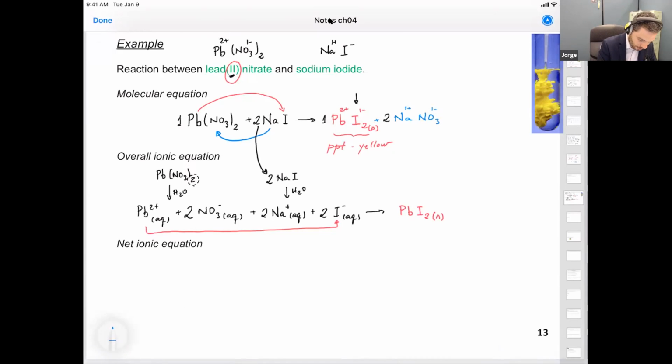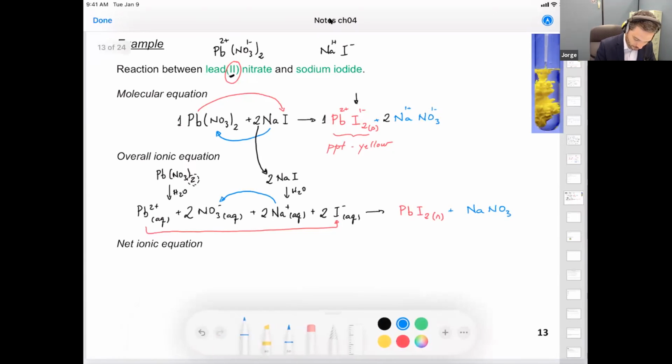And the positive part from the second salt will attract the negative part from the first salt. Always place the cation first, followed by the anion. Oops, sorry.